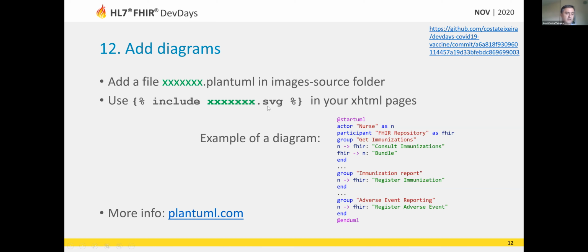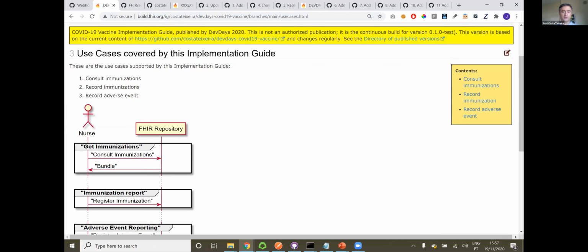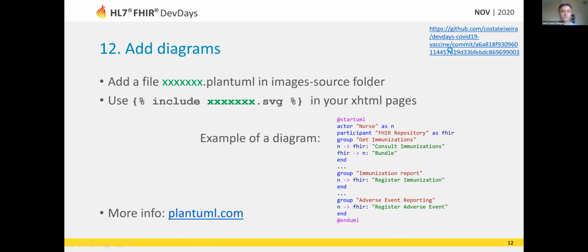So you just change the extension and put this Jekyll liquid expression in your pages. From the moment that you do this, the diagram is generated. So I'm just going to show you commit number 12, which is what I have here for the diagrams. And the diagrams are there, very easy. And I think we are going to make it right on time.